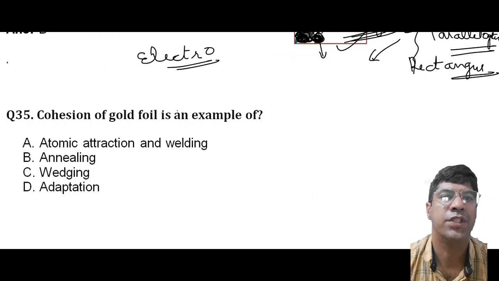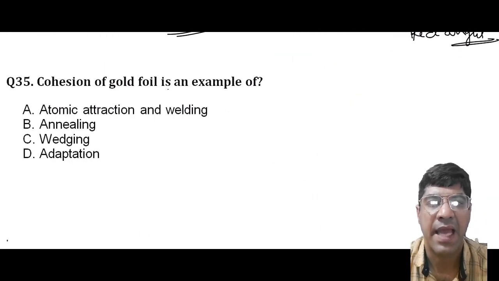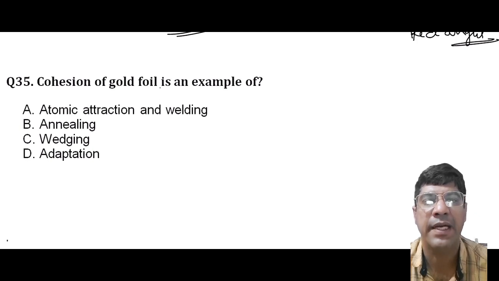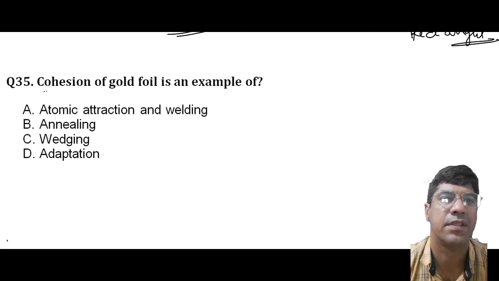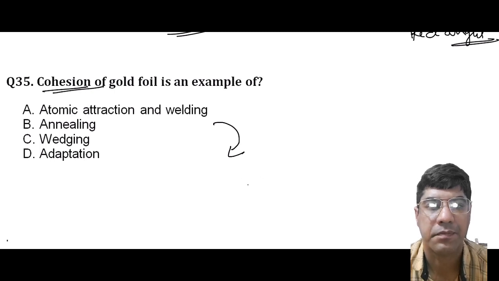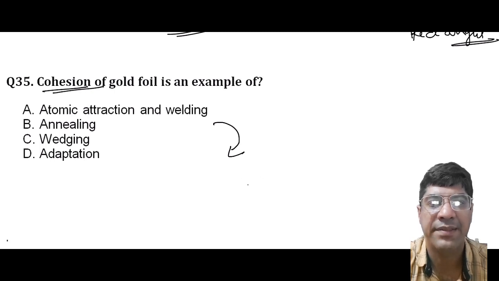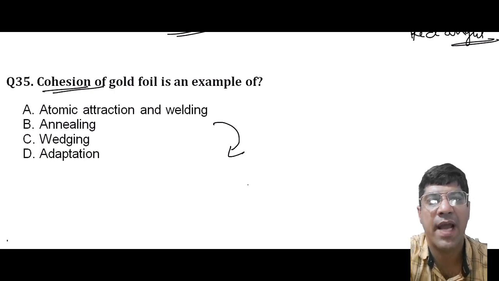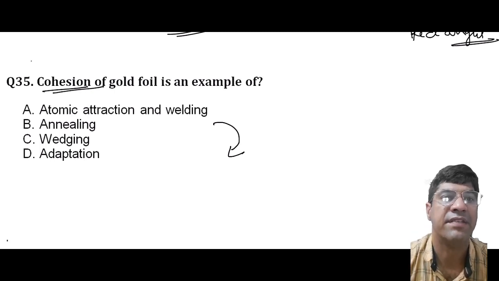Moving to the next question, the cohesion of gold foil is an example of, well, cohesion refers to the attraction of atoms or molecules of the same substance, right? In the case of gold foil, this cohesion is achieved through atomic attractions, that is a form of bonding. The gold foil is composed of gold atoms which are closely packed. So these gold atoms will have strong atomic attractions with each other. That is why they remain cohesive.